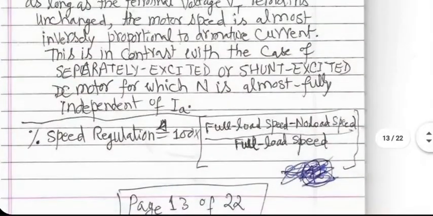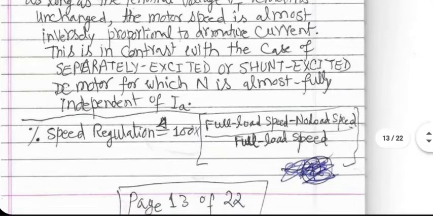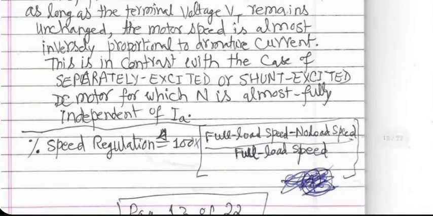There is a term called speed regulation, which is commonly used for motors, percentage speed regulation. The definition is similar to the definition of voltage regulation in the case of generators. What you do is take full load speed minus no load speed, divided by full load speed, and the result multiplied by 100. That is called speed regulation. Ideally, you would like to see 0% speed regulation. In practice, 5 to 10% is acceptable. And of course, for a series motor, it will be very large anyway.